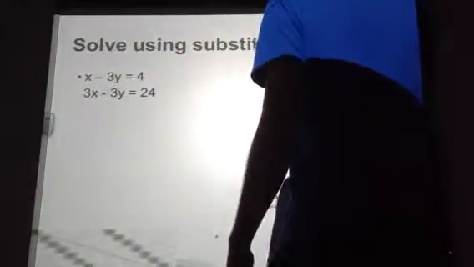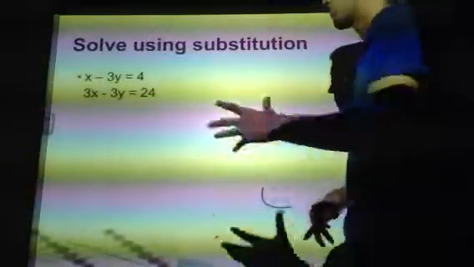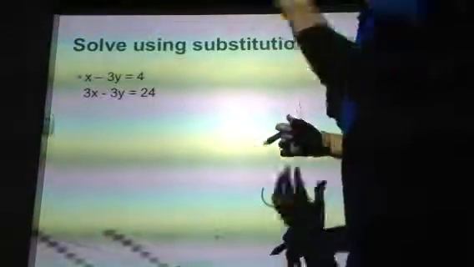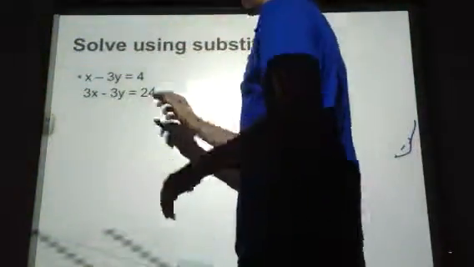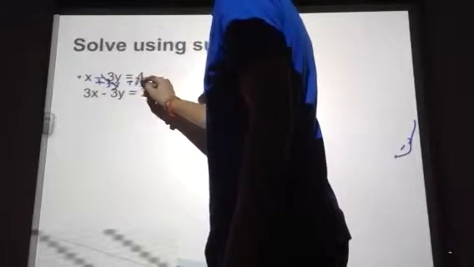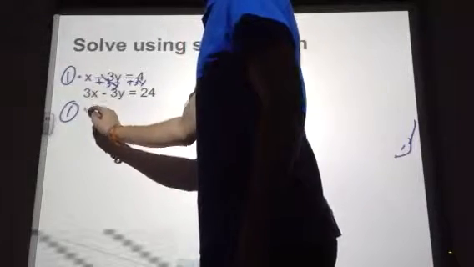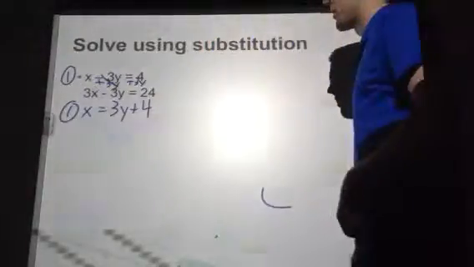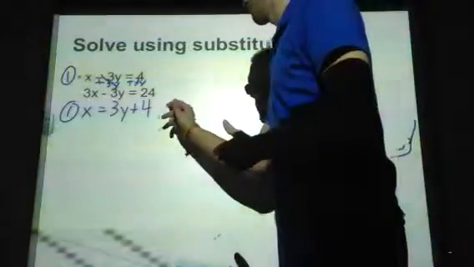Alright, let's look at one more example of substitution. Okay, step 1, solve for a variable. Go up here, see which variable is going to be the easiest to solve for. It's going to be the variable that doesn't have any coefficients. So the x in this top equation doesn't have any coefficients. So we add 3y to both sides in equation 1. So now equation 1 is x equals 3y plus 4.